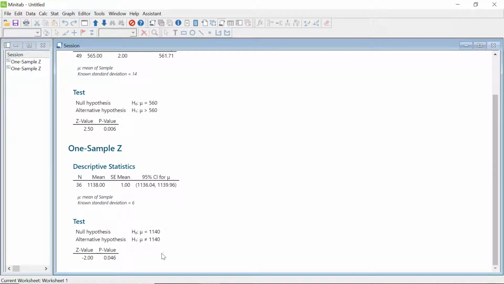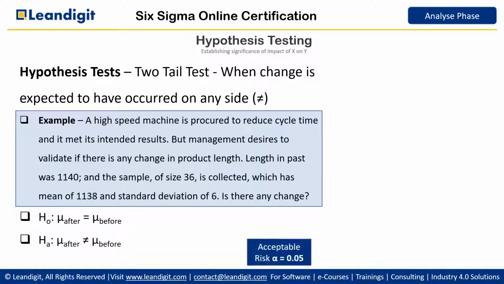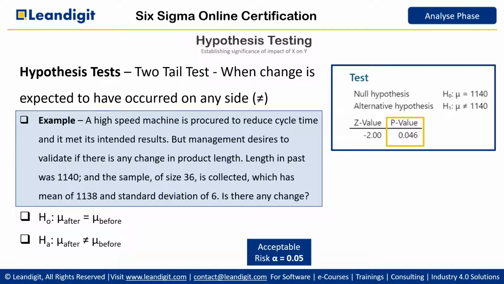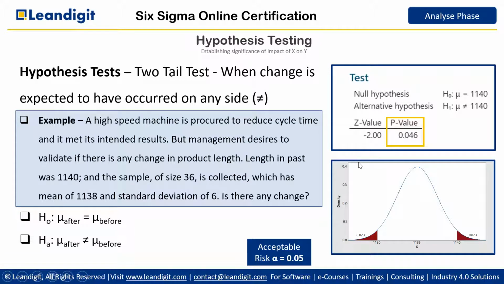So what do we get? We get our p-value as 0.046. While the acceptable risk is 0.05, we got a p-value of 0.046, which is on the boundary but still less than the acceptable risk. So we can say the change has happened and therefore some adjustment in the machine is needed, so that we don't have the risk of product length variation. Pictorially, it is checked on both sides, so 0.023 probability on the left side, 0.023 probability on the right side. So change has happened and therefore we need an action on the machine for improvement.